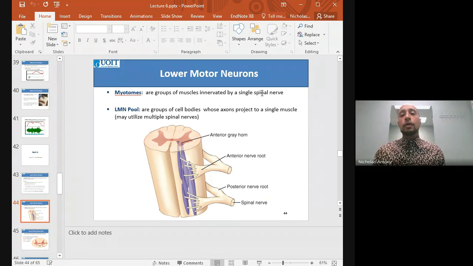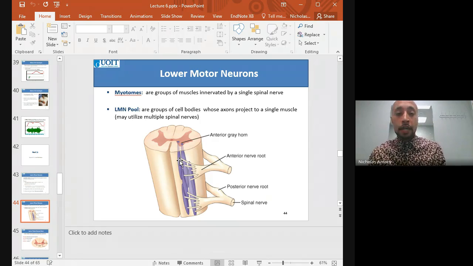So has anyone ever heard the term dermatome? We talked about dermatome last day, I think, right? A dermatome is the amount of skin that is innervated by one spinal nerve, so L1, L2, L3. A myotome would be the individual muscles that are innervated by a particular spinal nerve.